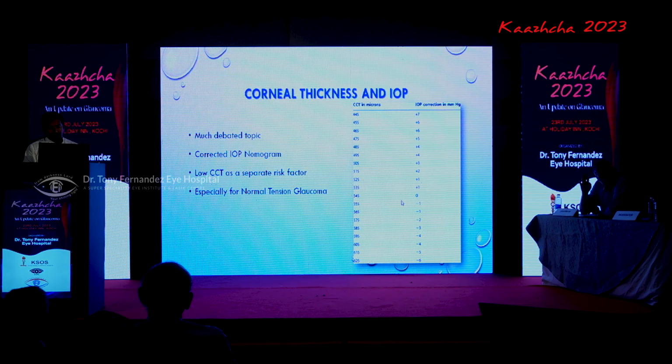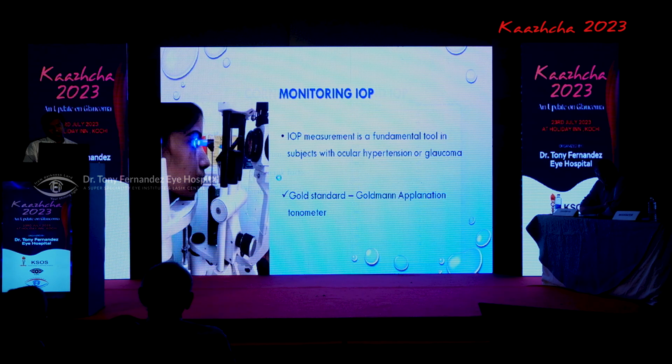Corneal thickness and IOP is another thing which is under debate. And earlier we used to always use an IOP correction nomogram. We used to take the central corneal thickness and add a correction factor or subtract from the IOP. But now, it is still not a consensus, but it's suggested to use it just as a separate risk factor. Monitoring intraocular pressure is very important because it is the only thing which is modifiable and measurable easily.